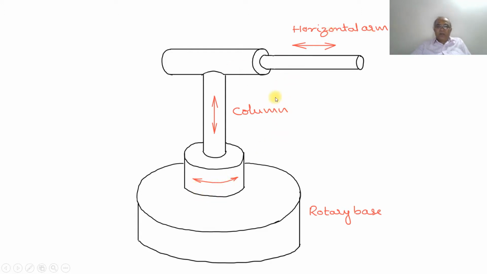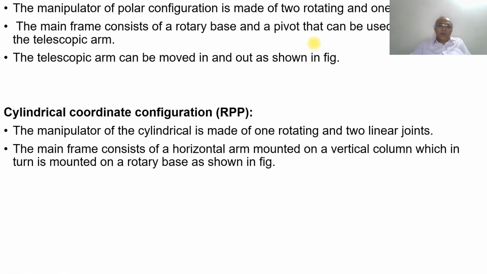And then the entire thing can be rotated. That means the horizontal arm will be rotated about a particular orientation. So we have R and we have P and we have P here. So that is the RPP configuration.